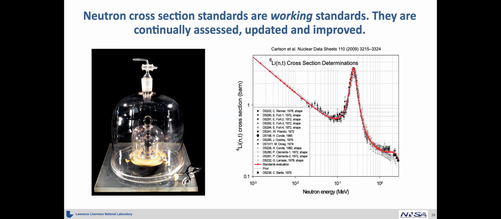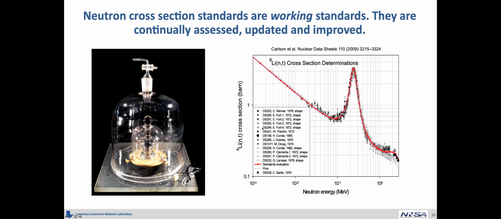It's the same thing with neutron cross sections. You can say, take something else. I'm not going to name any nuclei, measure it against 6 lithium N-T. So then you have a measure of your neutrons coming in, and then you can measure the cross section of whatever else you're measuring against the 6 lithium N-T. However, unlike the kilogram, neutron cross-section standards are working standards. So they change, they are updated, they are assessed, they are updated, and they are also improved.